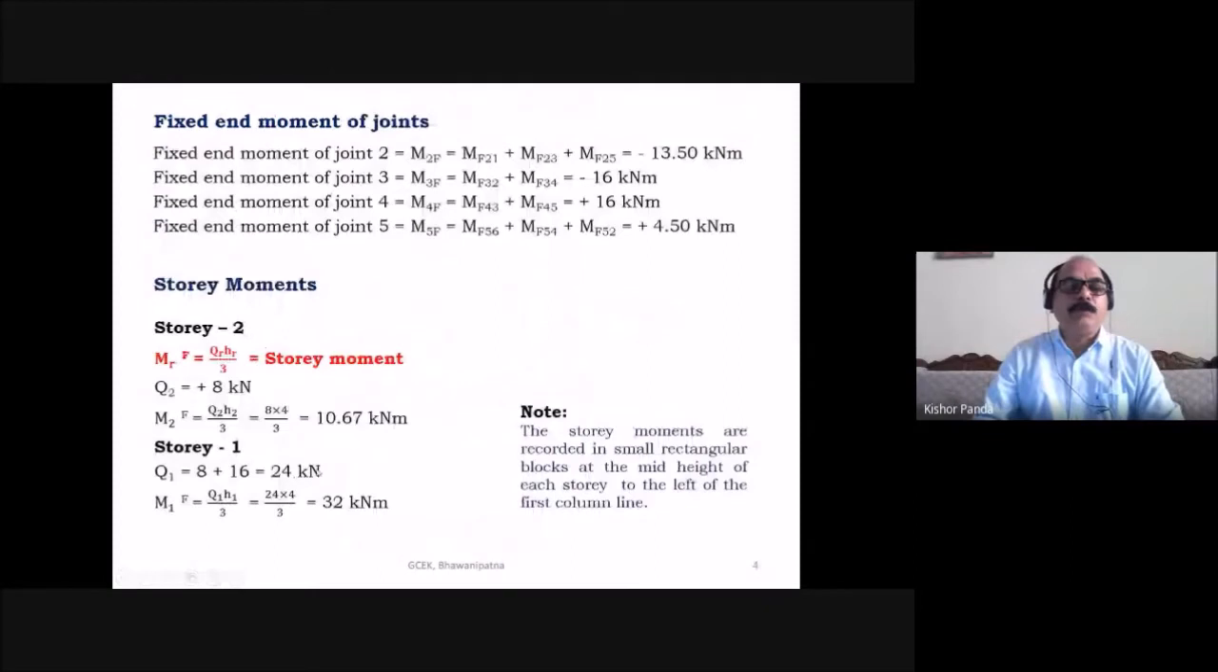So M1F is equal to Q1 H1 by 3. Q1 is 24, and the height of the first story is equal to 4. So 24 into 4 by 3 is equal to 32 kilonewton meter.